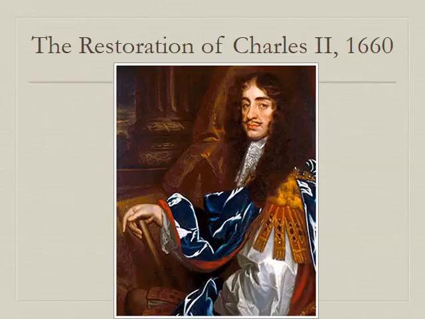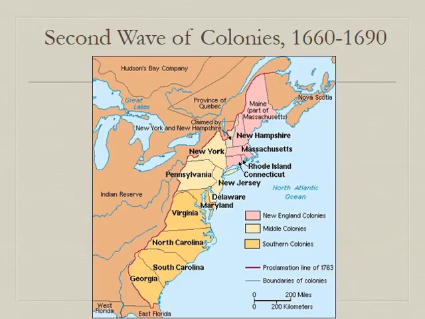Now this meant 2 things. Number 1, this meant a second wave of colonies. So after the first wave of colonies that came before 1640, we have that 20-year gap without any new colonies. However, if you look at this map, you can see that before the middle colonies were developed, there was nothing connecting the New England colonies to the southern colonies. So there was a need to link those areas up.